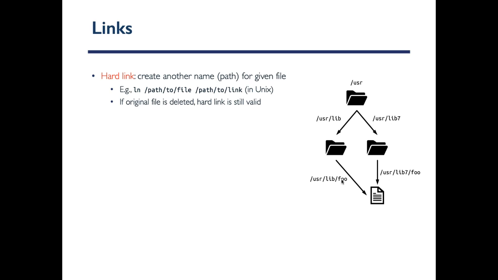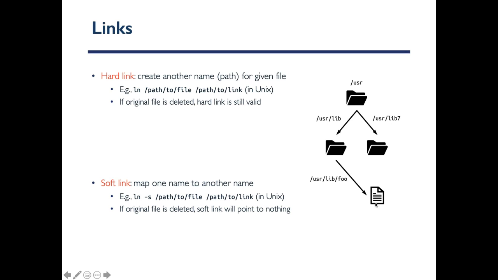Now, here comes the difference between hard and soft links, which I'll talk about later. But if I delete any of these two, the other one will work. Let's say I delete the original file. Let's say I delete usr lib7 foo. What happens is that that name is disassociated from this file. But because this file has another name, I haven't actually deleted the file. I have only deleted one of the names for that file. Now, if I delete this name, I can be sure that I have actually deleted the file completely.